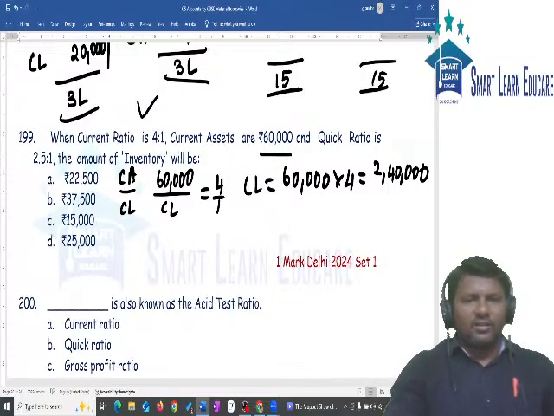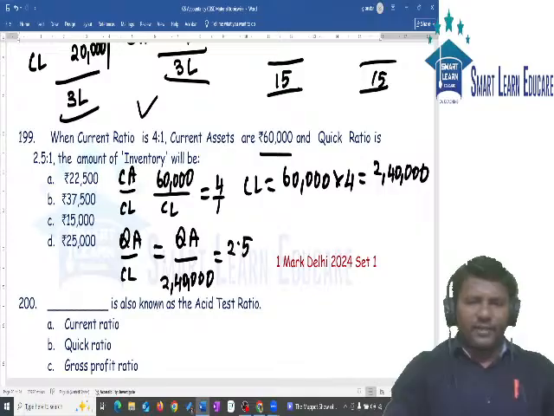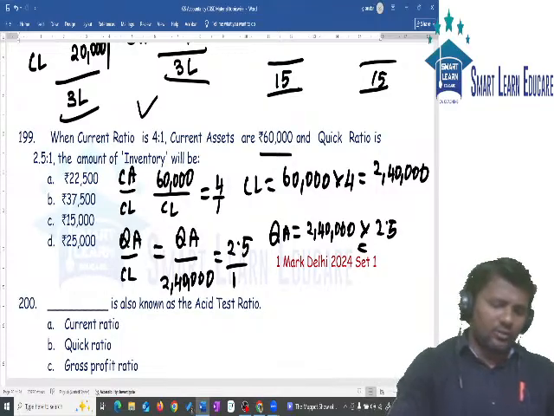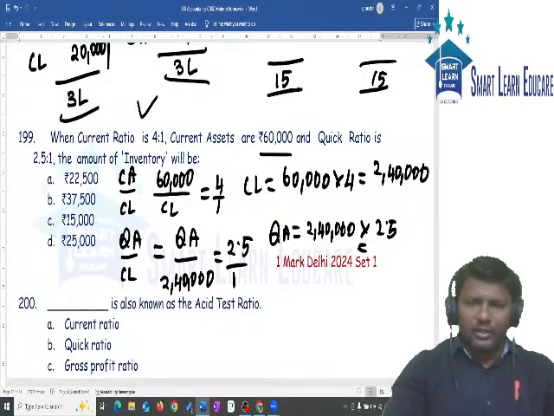Next, quick ratio is given. What is quick ratio? Quick asset divided by current liability. Quick asset we don't know, so keep it as quick asset. Current liability we know, 2,40,000, will give you the answer 2.5 divided by 1. So quick asset is equal to 2,40,000 into 2.5, which will give you 6 lakh.